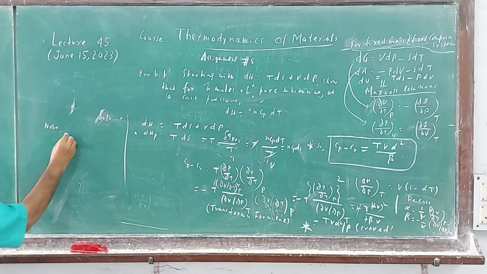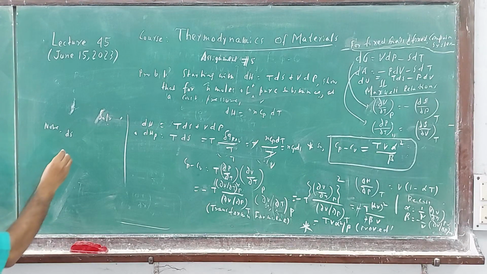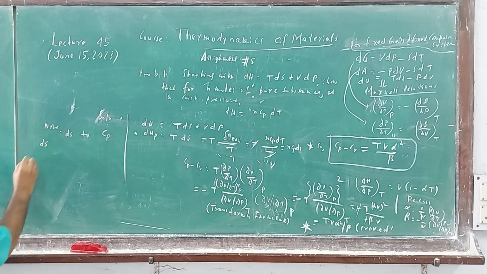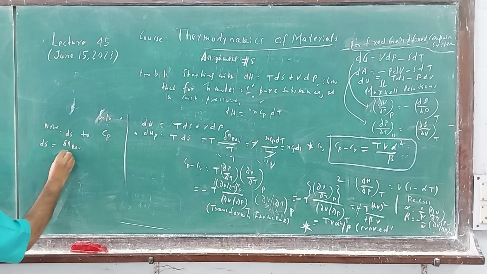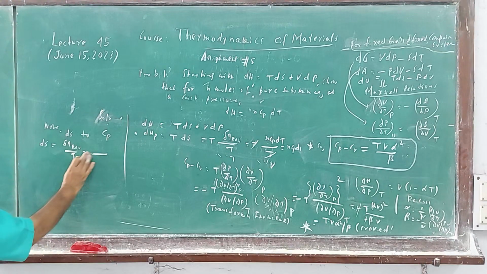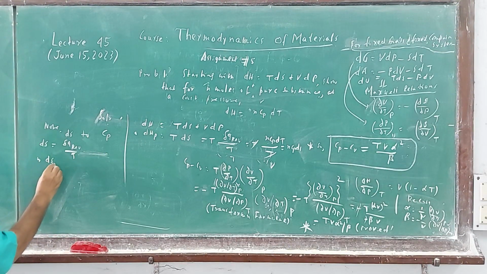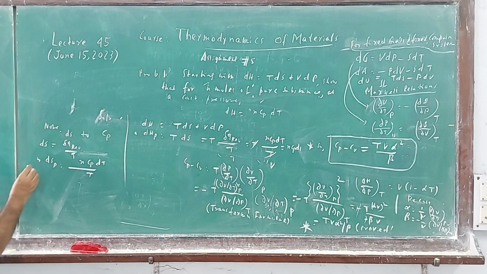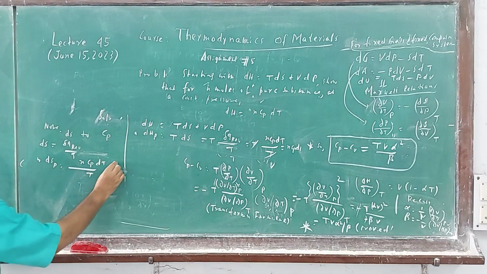See, dS to Cp. Quickly follow this. dS is what? dS is dq reversible by T. dq reversible under constant pressure, apply constant pressure, is what? n Cp dT by T. Follow, under constant pressure, you apply this under constant pressure.